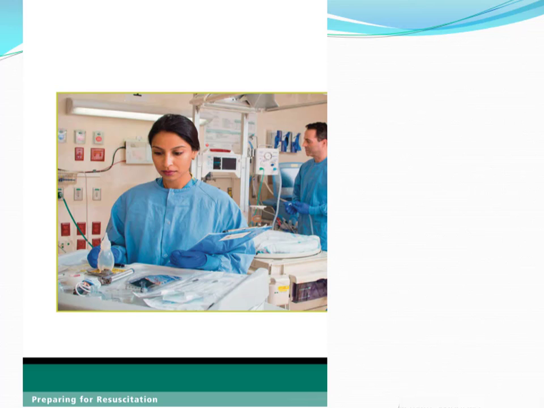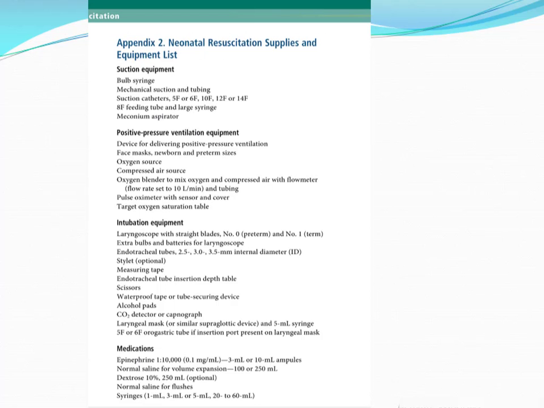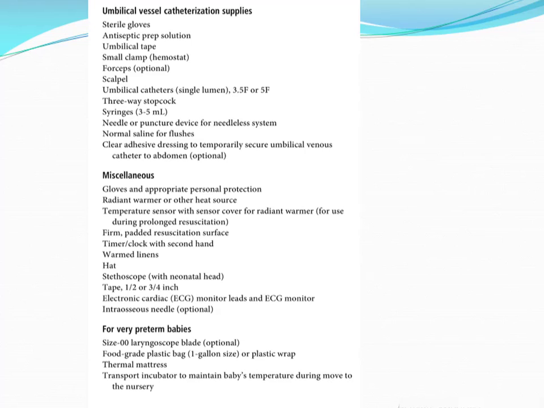And this is one of the team members who is preparing the equipment, disposables and drugs needed during resuscitation. And this is the Neonatal Resuscitation Program equipment check: for warming, for clearing the airway, for auscultation, for ventilation, for oxygenation, for intubation and medication giving. And these are also supplies and equipment during neonatal resuscitation: suction equipment, positive pressure ventilation equipment, intubation equipment, medications. The umbilical vessel catheterization supplies, and there are miscellaneous equipment and drugs that might be needed, and special equipment also needed for very preterm babies.